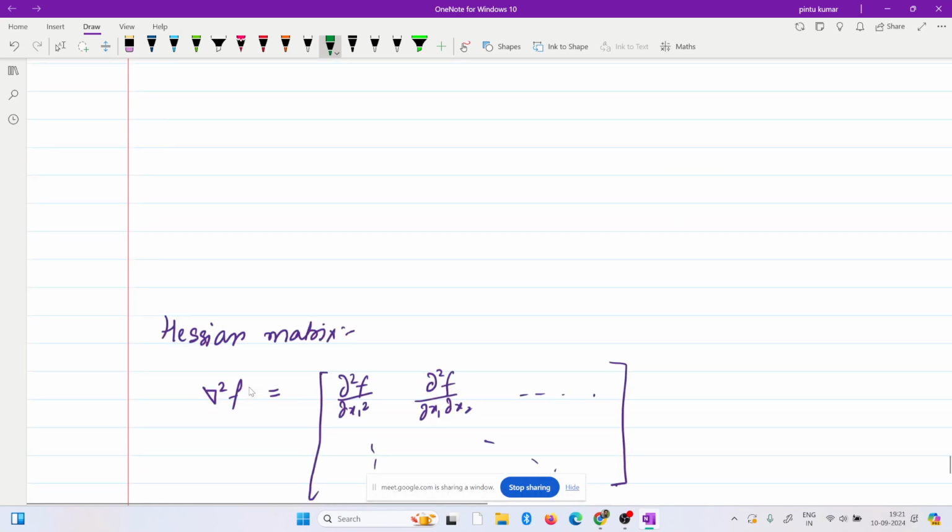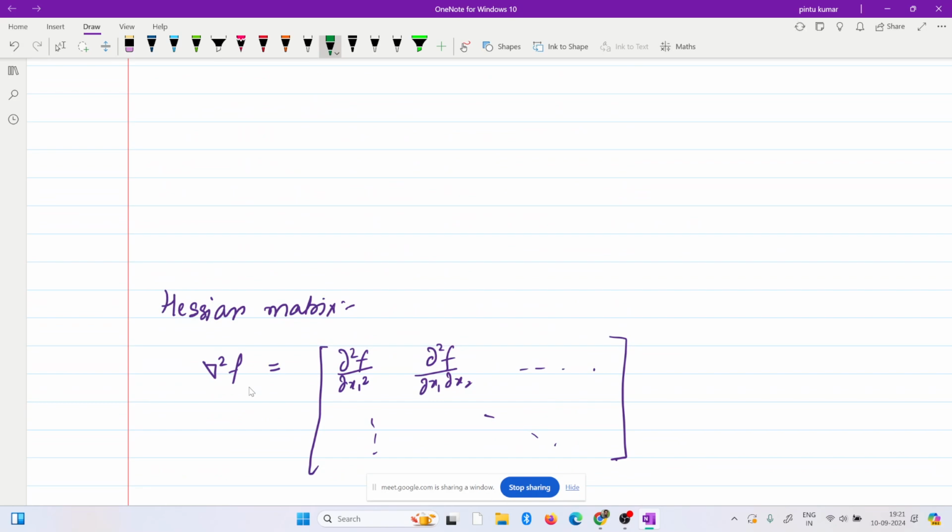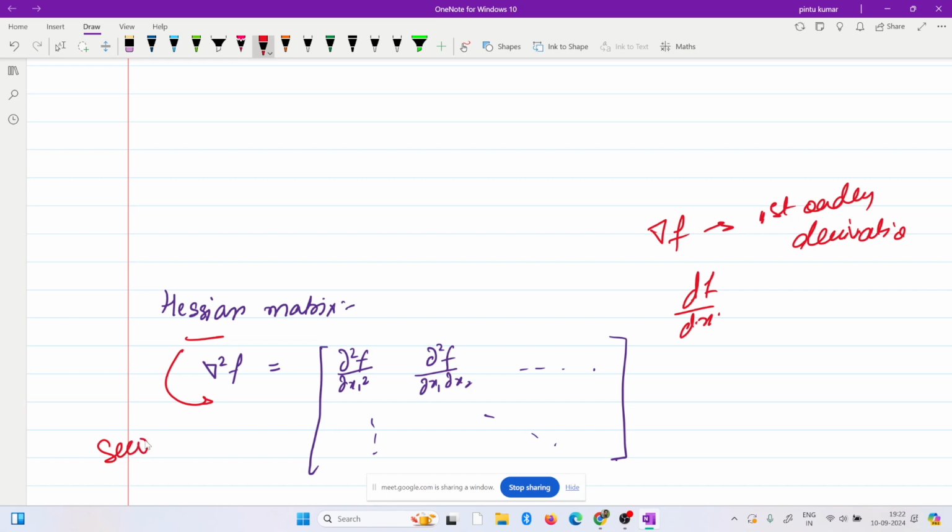Before doing the question, let's look at what the Hessian matrix is. Just the intuition: if you look at the gradient, we are calculating the first order derivative, del f by del x, with respect to different variables. So the Hessian is something similar to a second order derivative, like del square f by del x square. So what is the Hessian matrix?